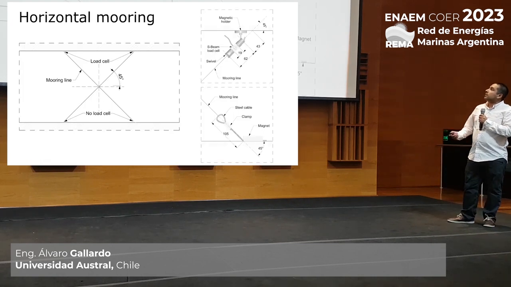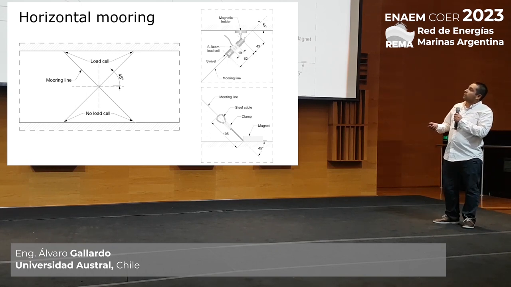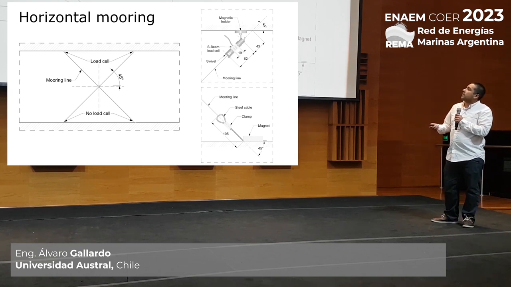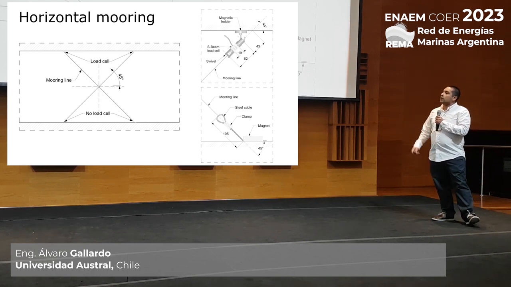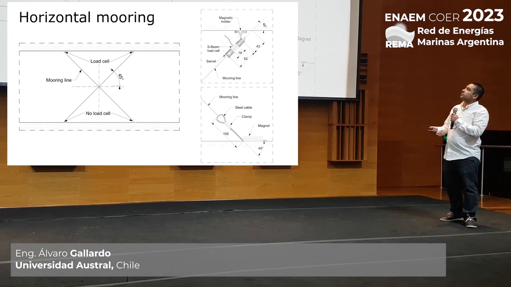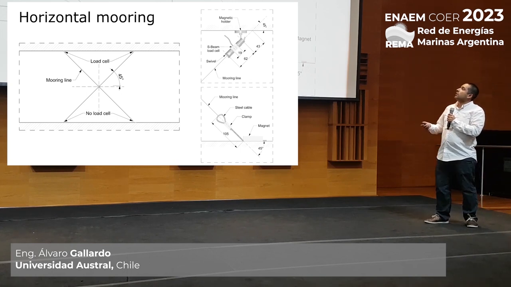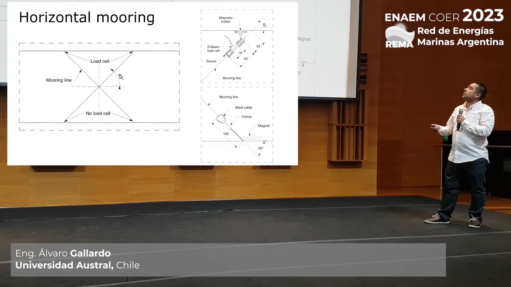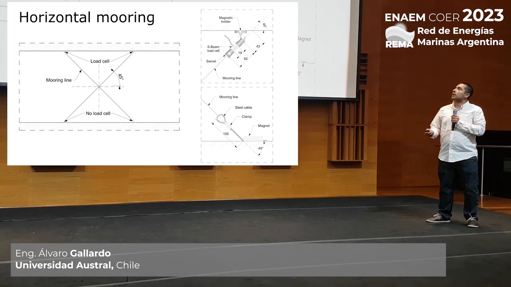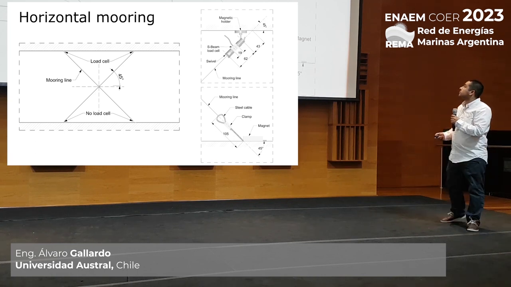In the case of the horizontal mooring configuration, it was considered four mooring lines, such that it generated a symmetrical configuration regarding the longitudinal plane. And in this symmetric condition, it was measured the force on both mooring lines of one side of the tank.